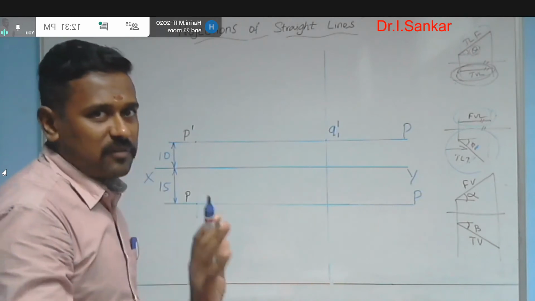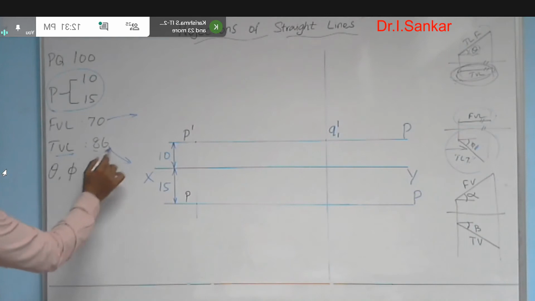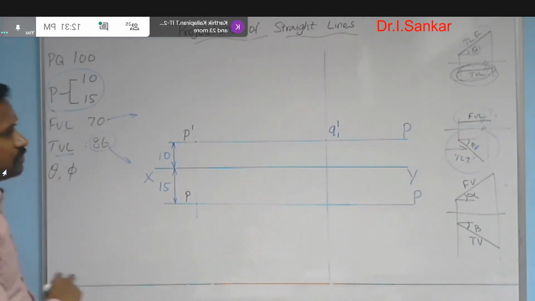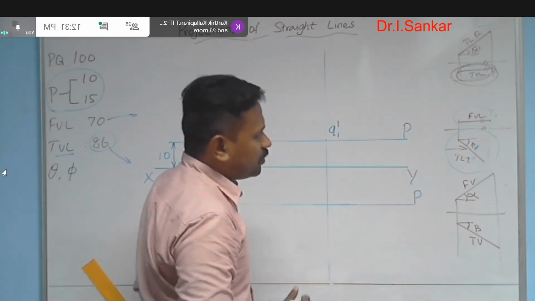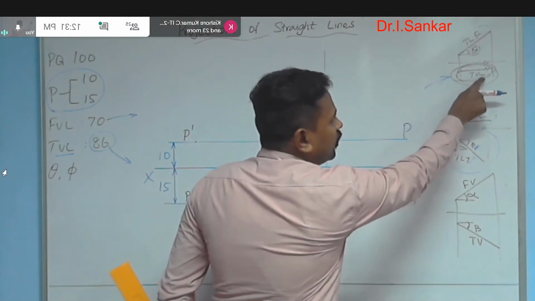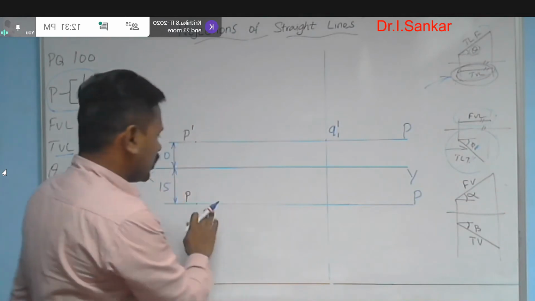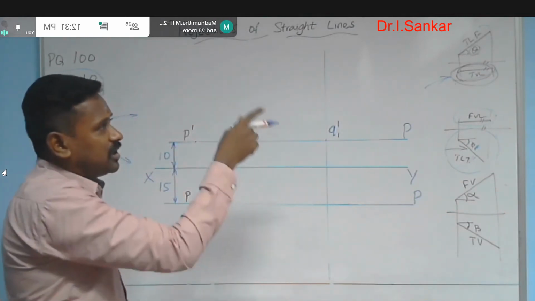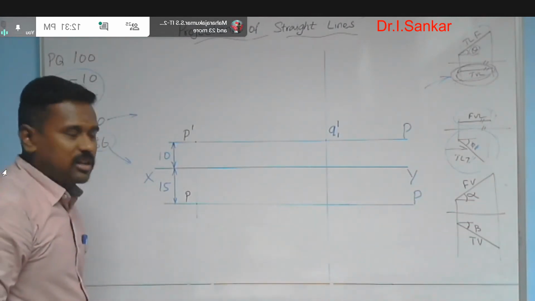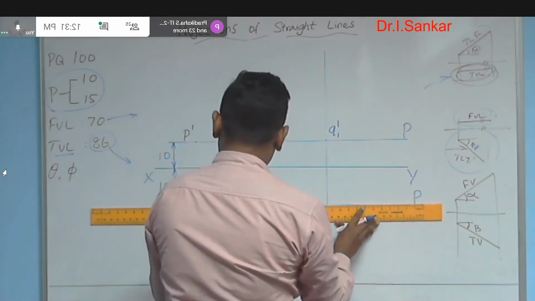So use your drafter always. And the top view length given in the question is 86 mm. Where can you locate the top view length? Here it is. The top view length line can be located in the top view area, parallel to XY, in the locus of point P. Measure 86 mm and locate it in the locus of P in the top view area. Approximately I can mark here.